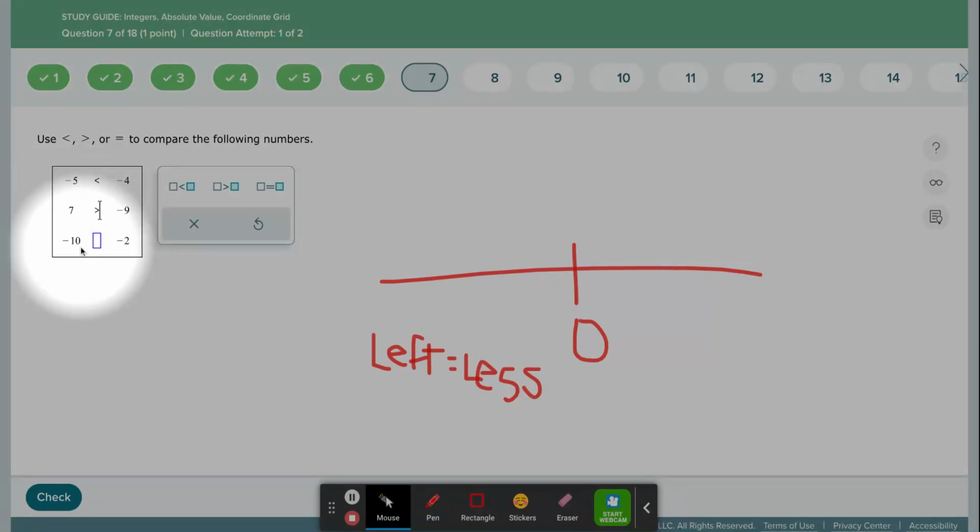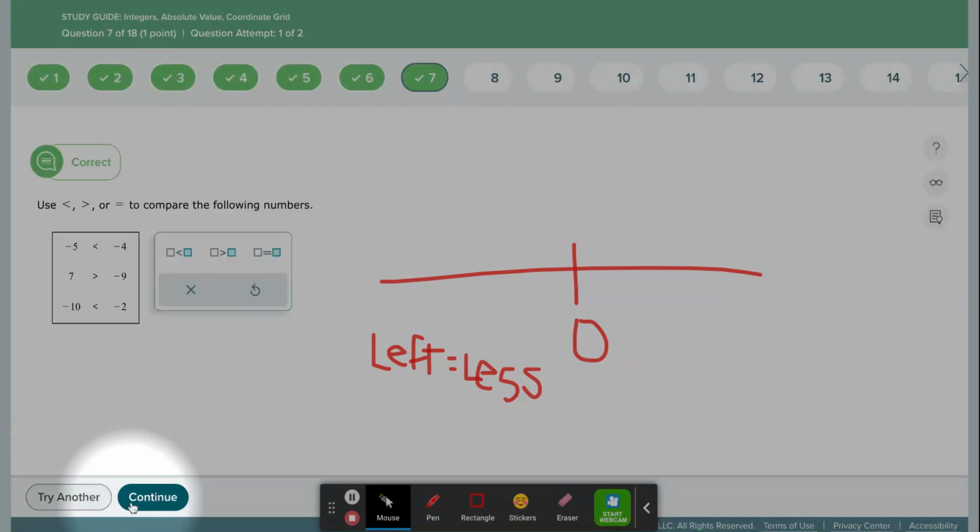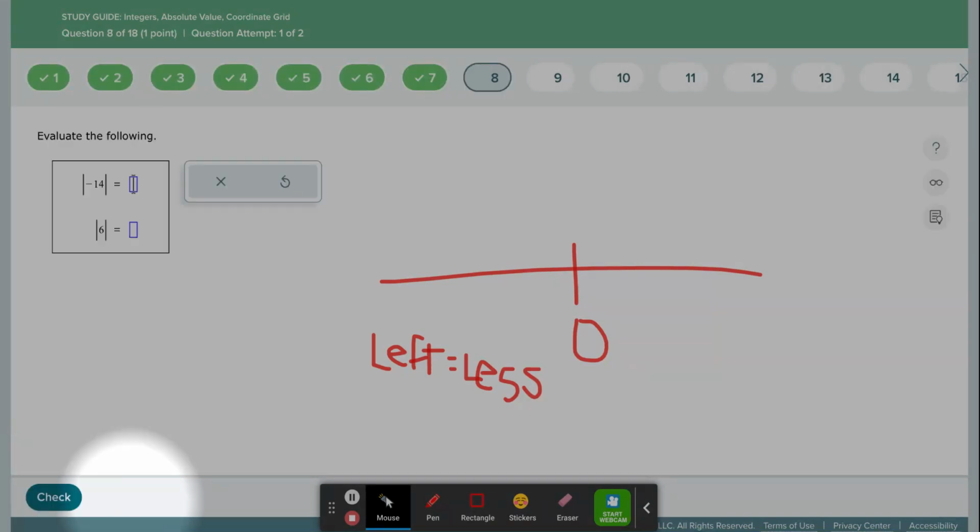If you just quickly do this, you're going to be like, 10's bigger than 2. But they're negatives, right? So the further left you go, so if -2's here, -10 is all the way down here. The further left you go, the less money you have. So -10 is less than. So just be careful. Go slow on those. Read carefully. Okay. Think of a number line.